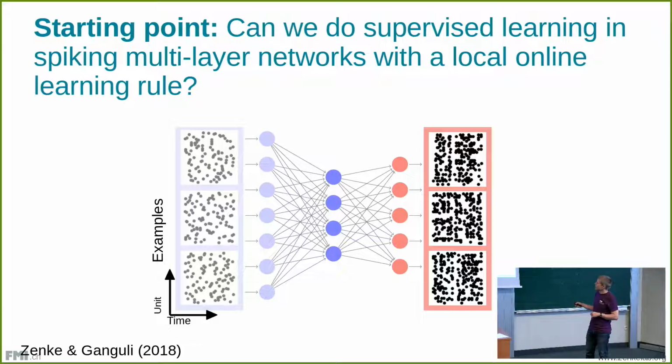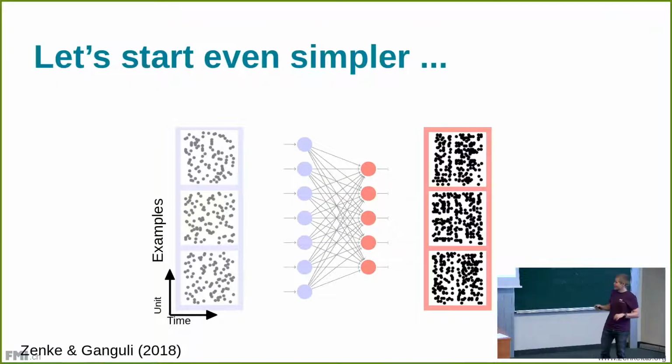And what we want is a spiking neural network that converts input spike trains into some output spike trains. And we'll start with supervised learning, so we'll have the target here on the right-hand side. Now this is already a network with a hidden layer, as computer scientists call it. Let's start even simpler and get rid of the hidden layer. Then the derivations become much more manageable.